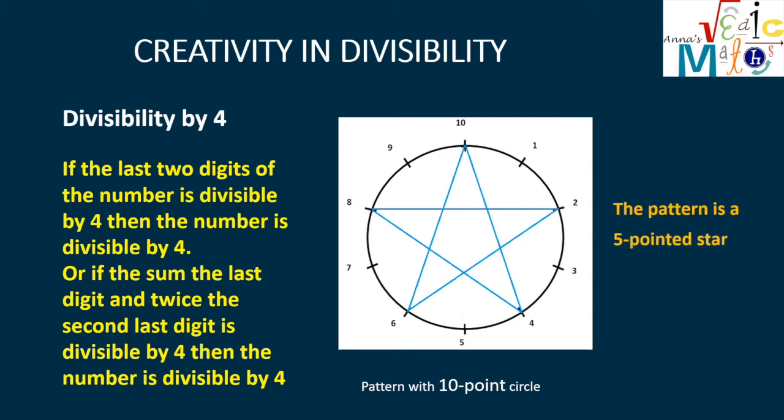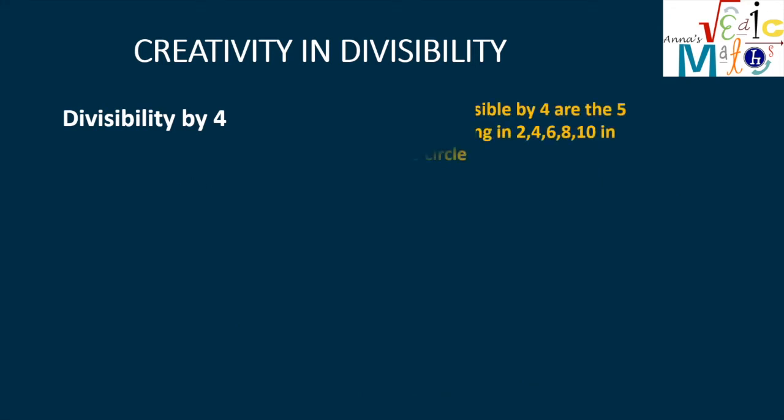We take the 4 timetable, 4, 8, 12, 16, and so on, and we consider the ending figures and we draw the pattern in the 10-point circle. And we obtain the 5-pointed star. We find that the numbers divisible by 4 end in the even numbers 2, 4, 6, 8, 10, and they are 5, and we find them in the circle of numbers.